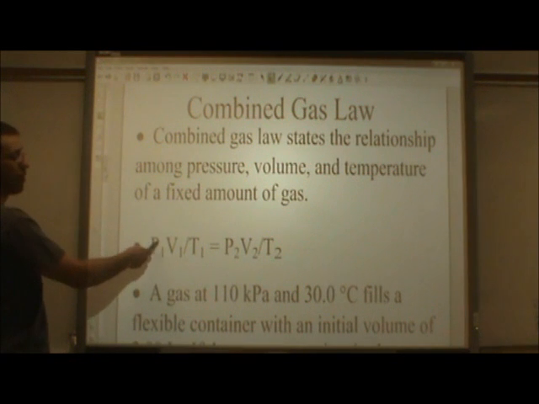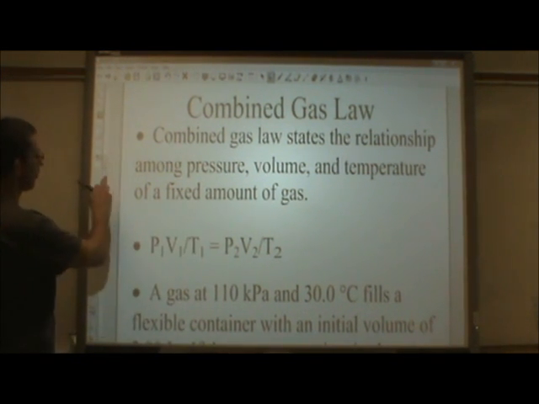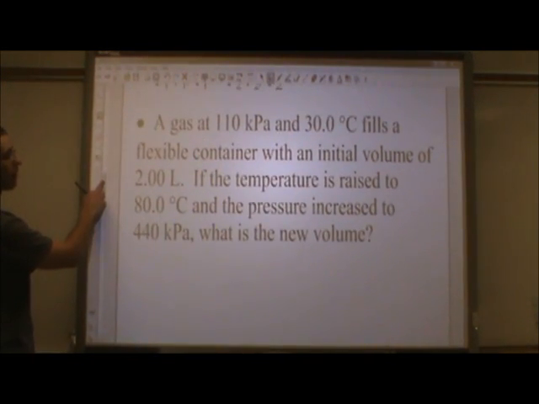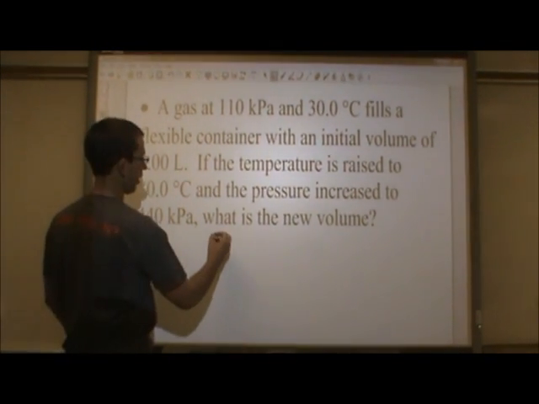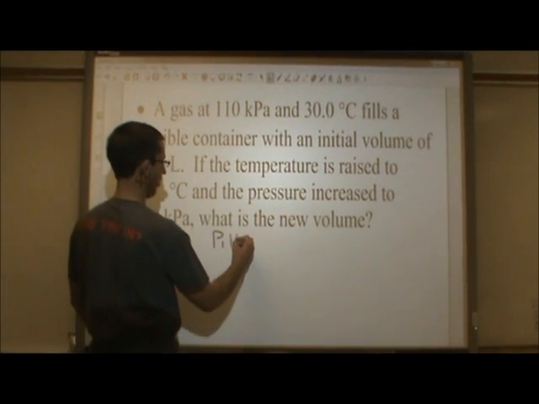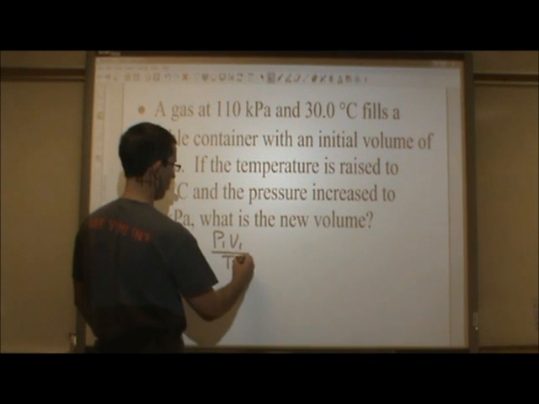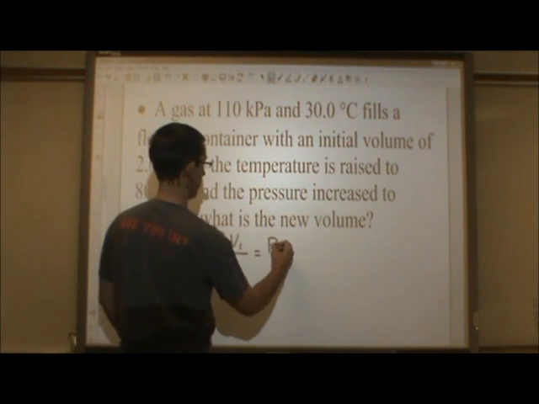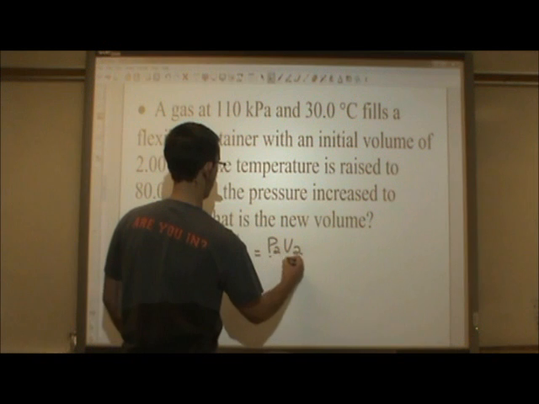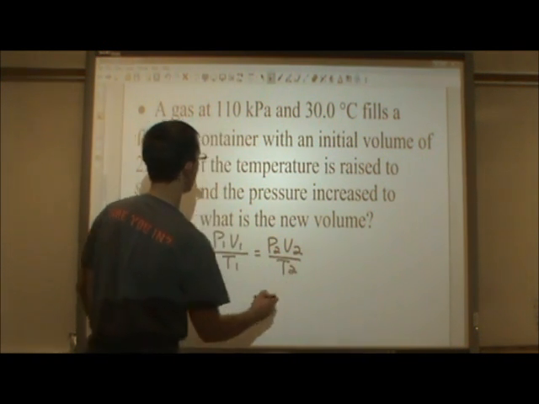Alright, so P1 V1 over T1 equals P2 V2 over T2. That's the combined gas law. We'll rewrite our equation down here. So it's P1 V1 over T1 is equal to P2 V2 over T2.